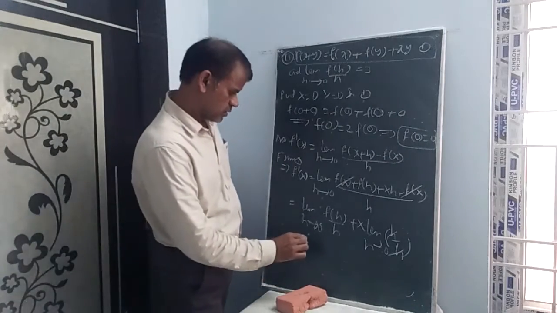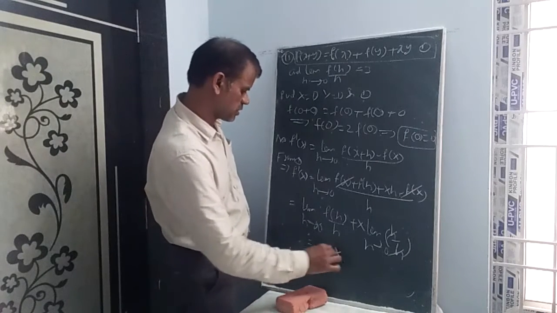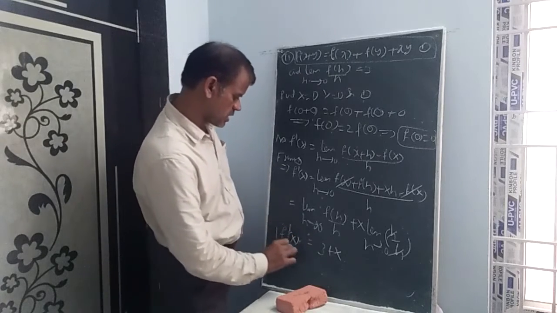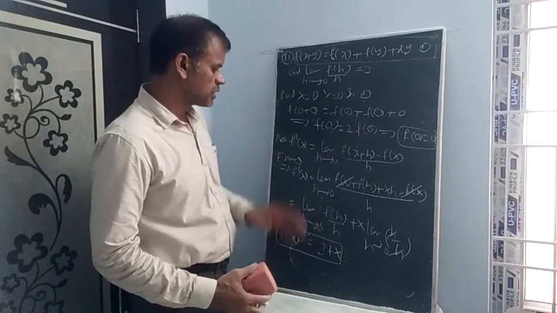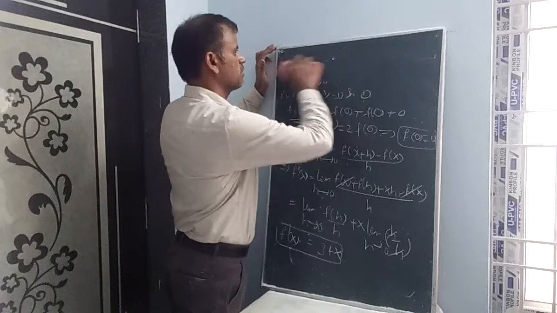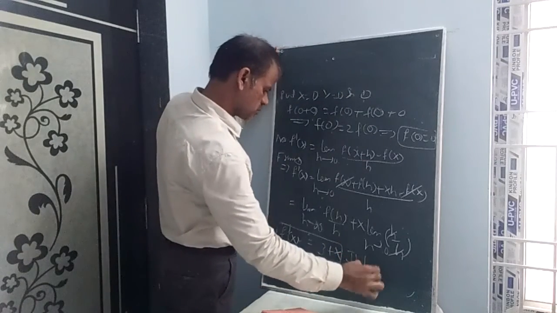Okay, this is f of h by h, meaning here 3 plus x we got. Students, we got f dash x as 3 plus x. We need to calculate f of x. So I am writing here, integrating both sides.